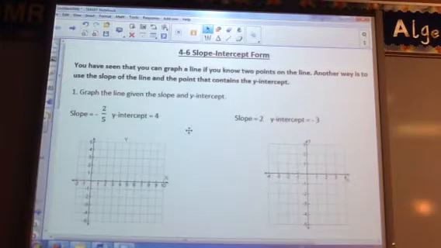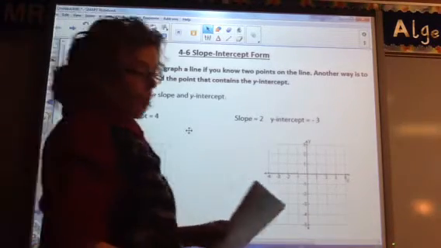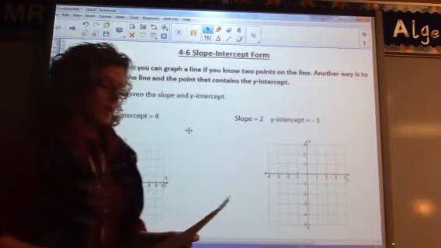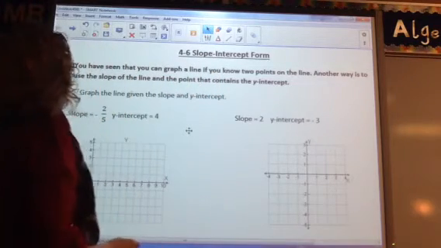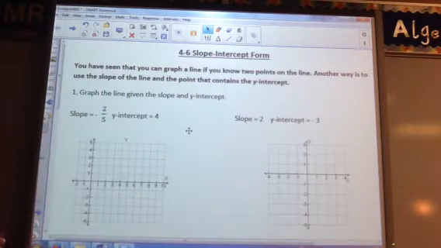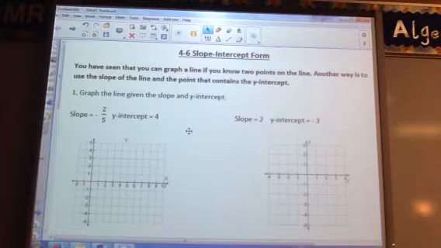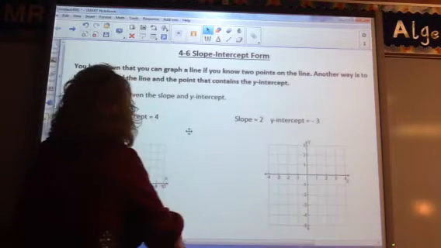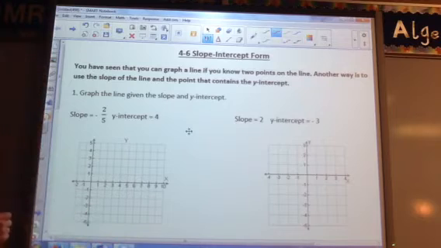Alright guys, we're going to do Unit 4, Section 6, and this is your slope-intercept form. You've seen that you can graph a line if you know 2 points on the line. Another way is to use the slope of the line and the point that contains the y-intercept. So let's look at this. We're going to graph the line given the slope and the y-intercept.